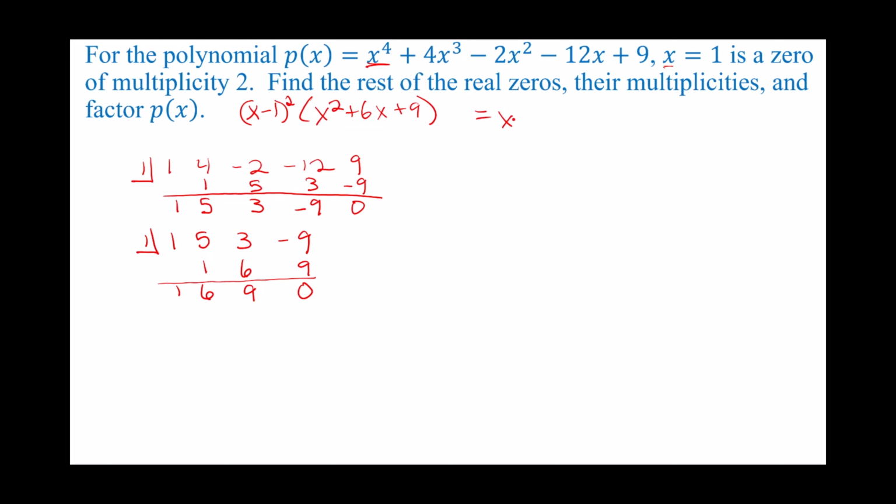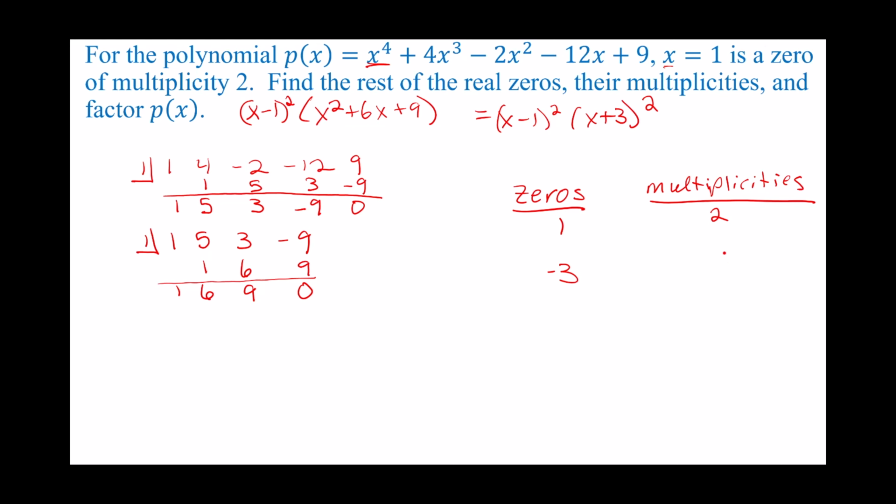So that is x minus 1 squared times two numbers that multiply together to get 9, add together to get 6 would be 3 and 3. So I have x plus 3 squared. So we have zeros and multiplicities. So 1 is a multiplicity 2, and negative 3 has multiplicity 2. So we factored all the way, we found the zeros, we found their multiplicities.